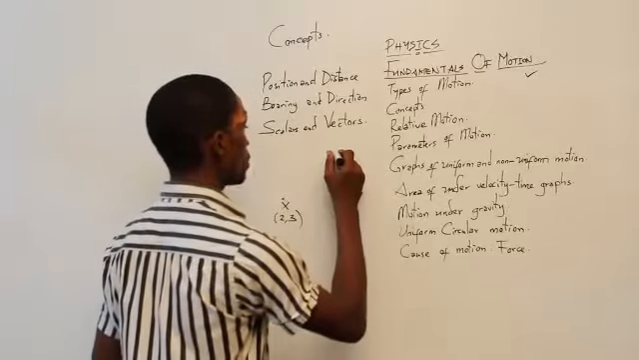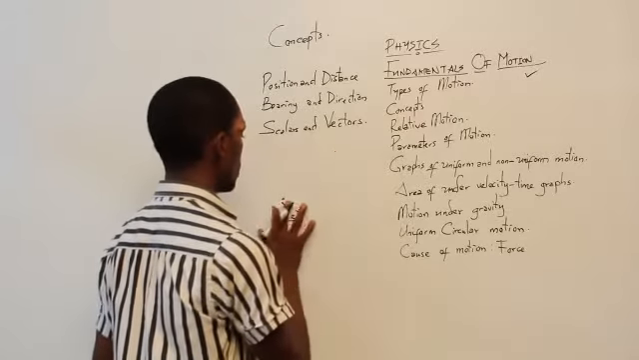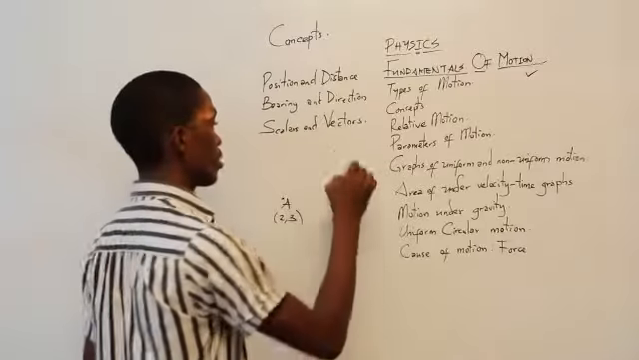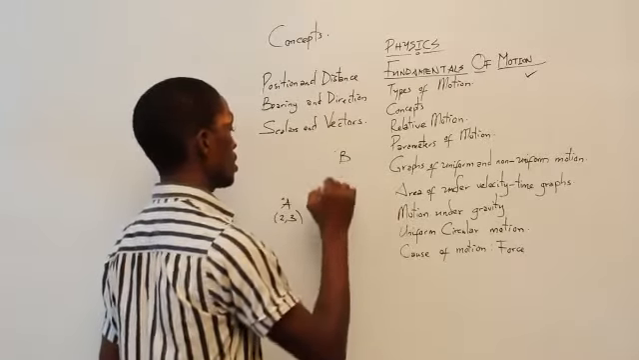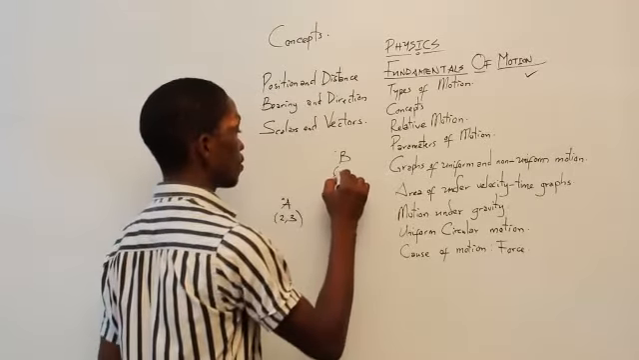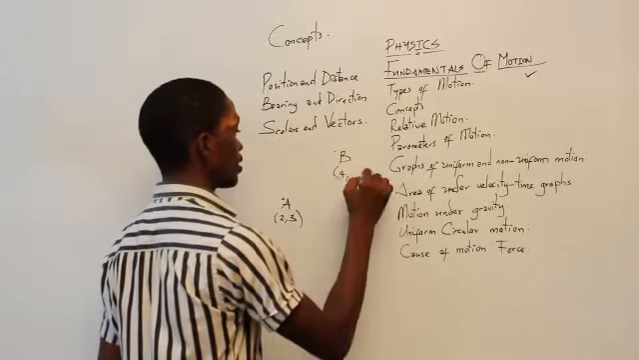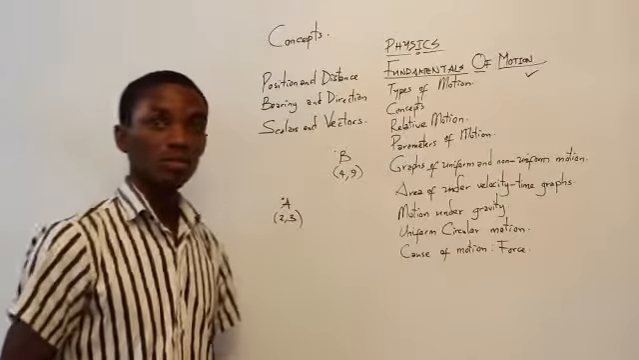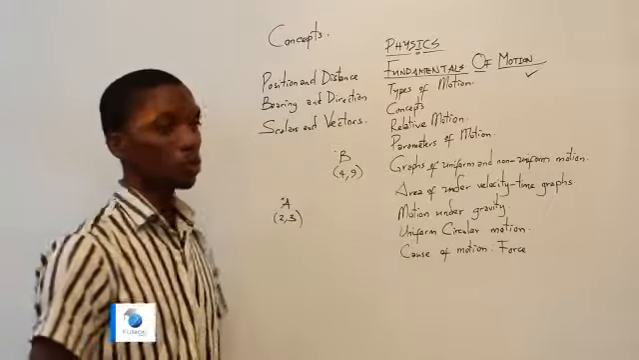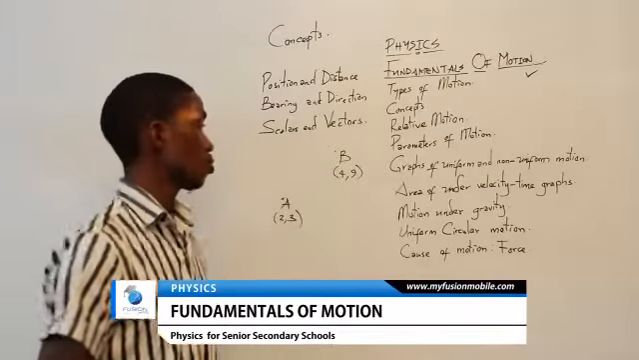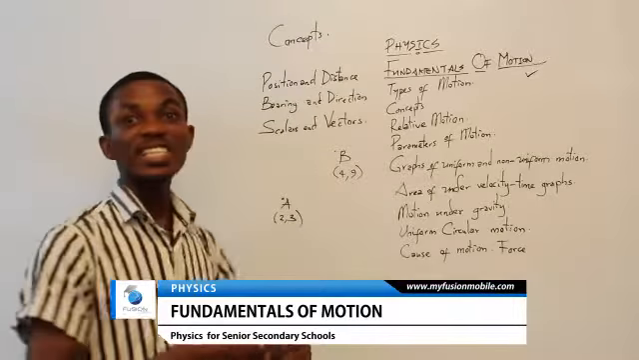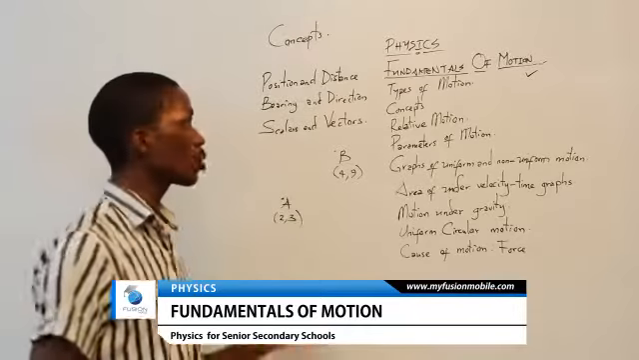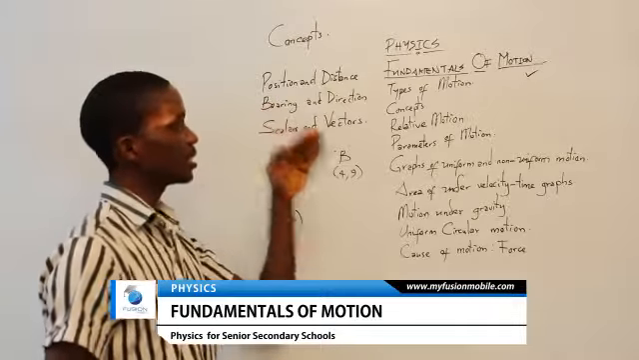While the other position here, let's label this A so as to avoid confusion, and we label this B, is located at 4, 9. When we look at these two different positions, we see that there is a distance that has been created between them. That's why we talk about the concept of position and distance.